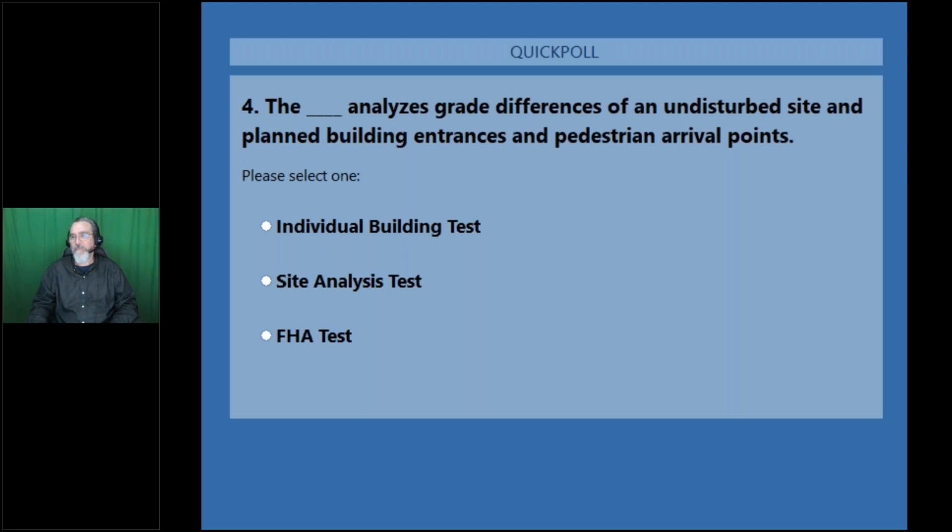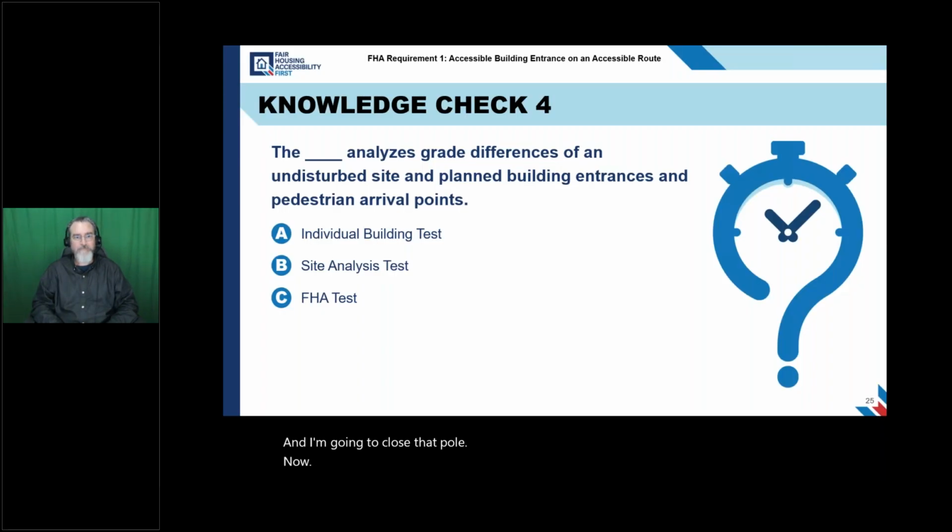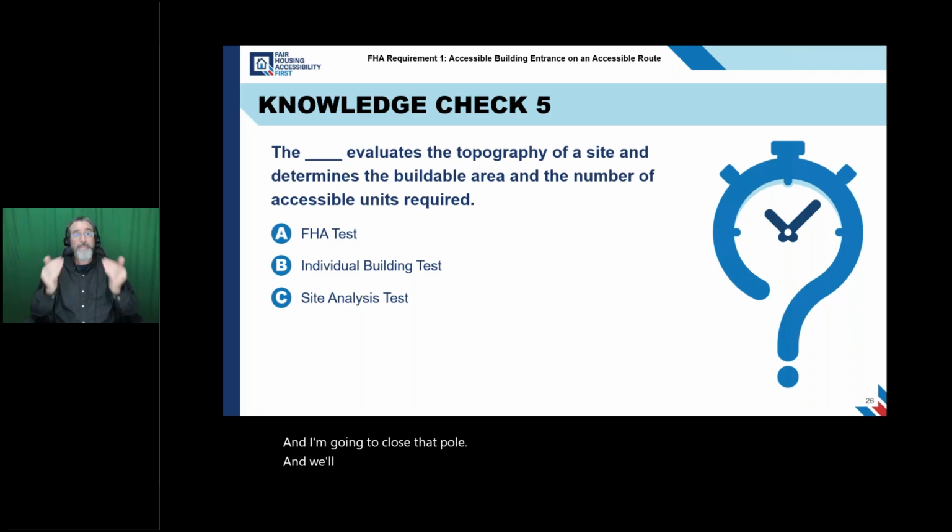Again, the blank analyzes grade differences of an undisturbed site and planned building entrances and pedestrian arrival points. First option, individual building test. Second option, site analysis test. And the third option is FHA test. Give you a few more seconds to submit your answers. And I'm going to close that poll now. And we'll move to knowledge check 5.